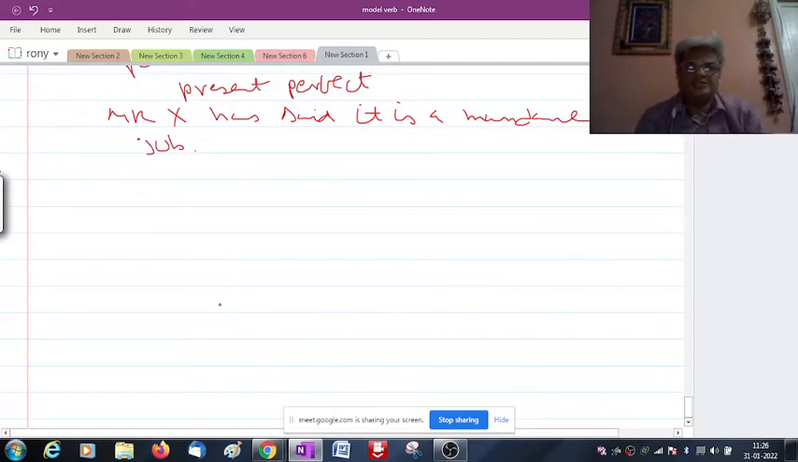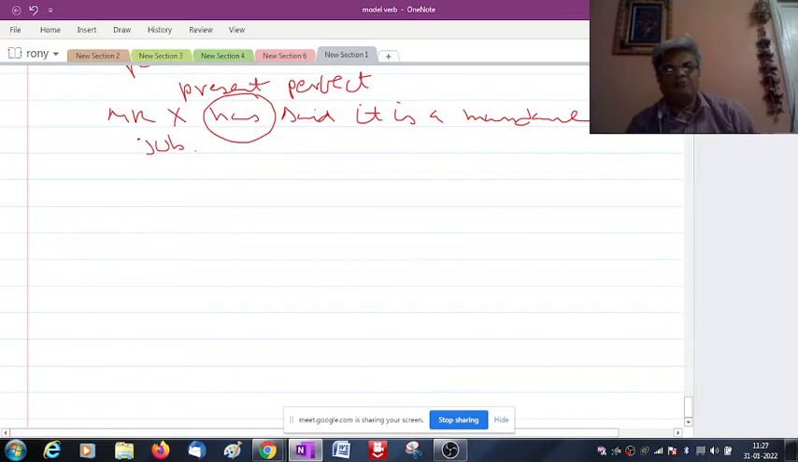Mr. X has said it is a mundane job. Mundane means boring job. Whenever you are using this keyword has, the sentence will be called perfect tense, whether it is present, future or past. Since I have used has, it's in present tense, so it is a present perfect tense. And whenever it is a present perfect tense, it should be followed by present tense and not past tense.